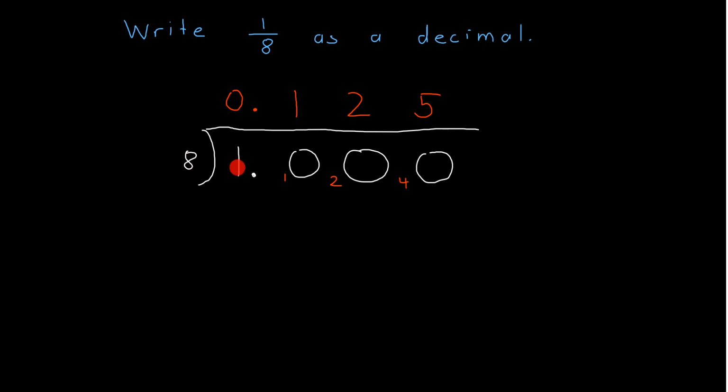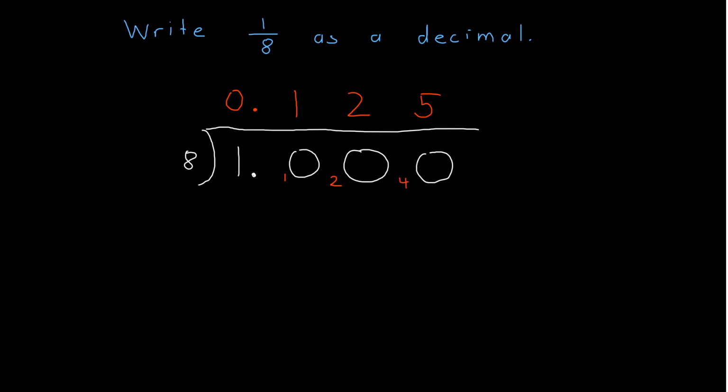8 doesn't go into 1, it goes into 10, once with 2 remainder, goes into 20, twice with 4 remainder, and it goes into 40, 5 times. So you get 0.125. Nice and easy. And notice that after 8 goes into 40 exactly 5 times, I stop dividing.